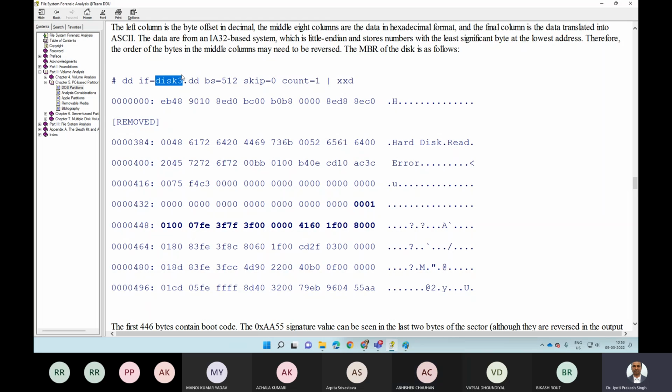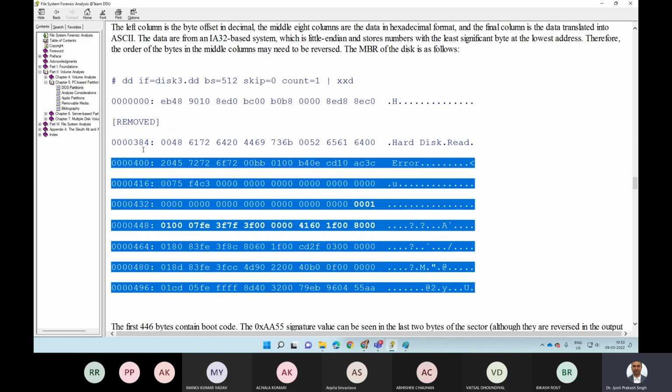Okay, so these examples are available. Last time I showed that in this book they have given the link. Disk 3.dd is an example disk given there, and in this disk there are certain partitions. If you issue a dd command, where if stands for input, the input is disk 3.dd, the block size is 512, we are not skipping anything, and count equals 1, so we are reading 1 block, and piping this to xxd, you will get a lot of entries. In this book, they have just given this snapshot.